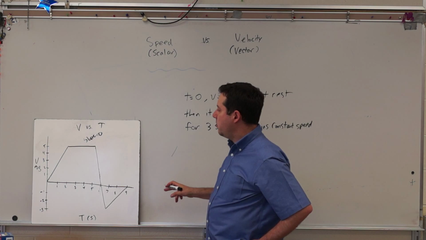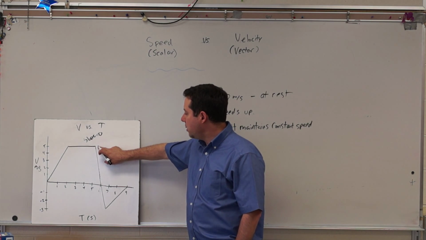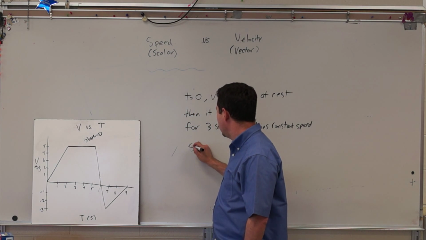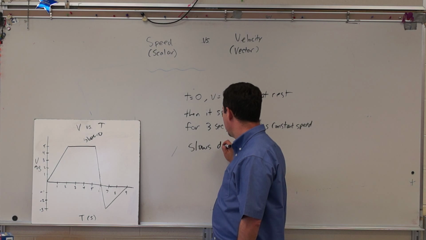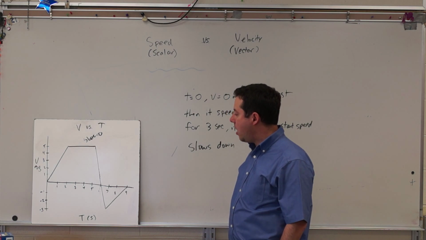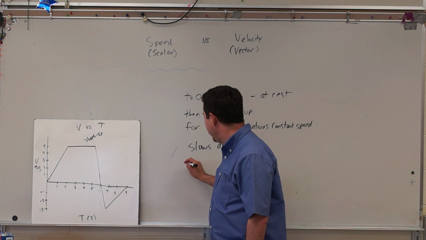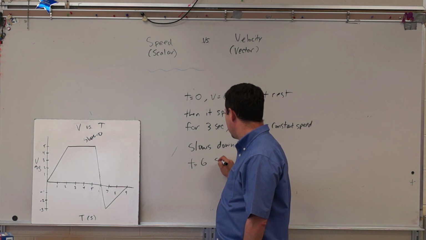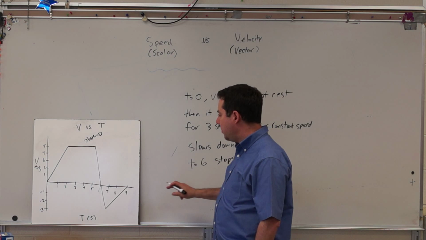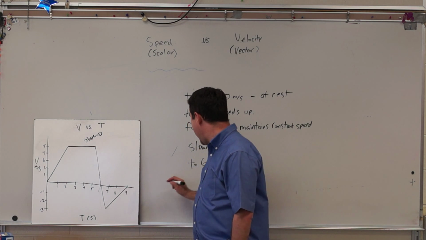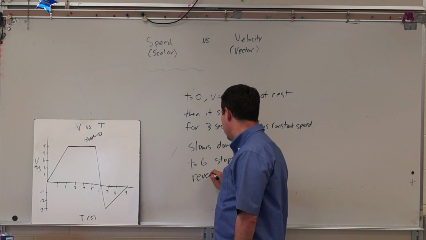That constant speed would be 5 meters a second. Eventually, though, it slows down. And as it slows down, it will suddenly come to a stop at time equals 6. So it has stopped at time equals 6, and then it reverses directions.